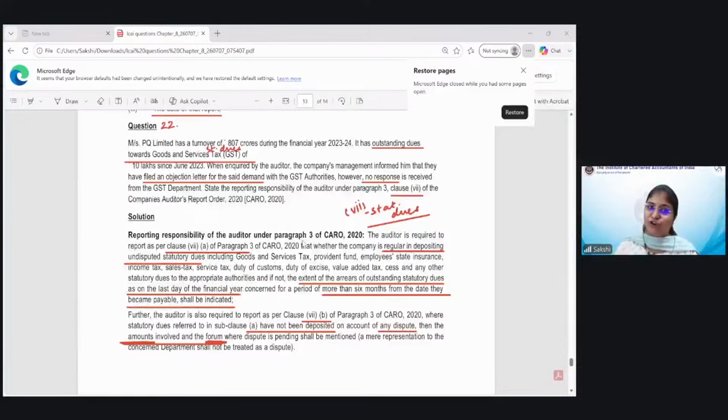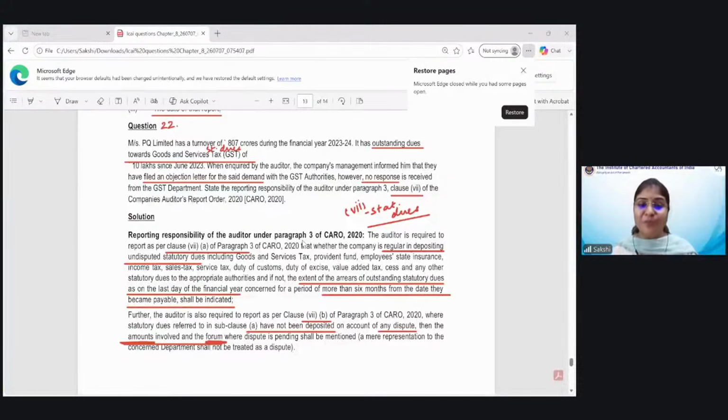GST dues not paid. And when the demand was raised, they have responded. They have written the letter to the GST department, but for that letter, no response was received. So you have to tell, isn't it, disputed and undisputed, and you have to also mention that mere representation to the department shall not be treated as dispute. But here they have made the appeal. They have written the letter, isn't it?